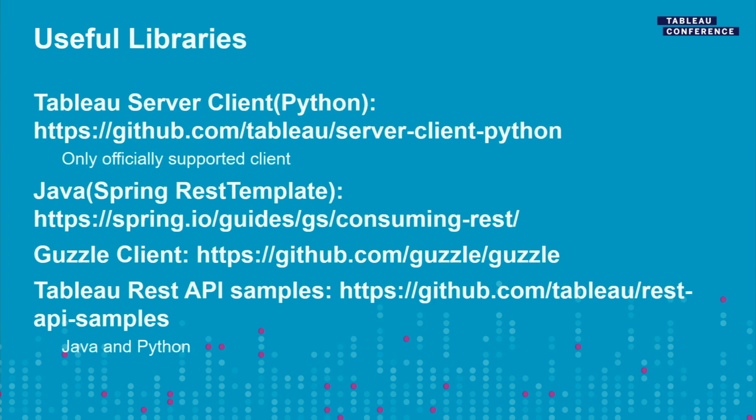Some useful libraries, as we mentioned, the Tableau Server client is the only officially supported client that we've got. If you like Java, as Tom used in his examples, we've got the Spring REST template. Oh yeah, don't worry about memorizing these URLs. It's all available in our slide deck that will be available in the Dropbox, which we will mention in a little bit. PHP's Guzzle client. And finally, we've got a GitHub with some REST API samples. So you can see all our samples in Dropbox, and then there's several other samples in the Tableau GitHub repo.